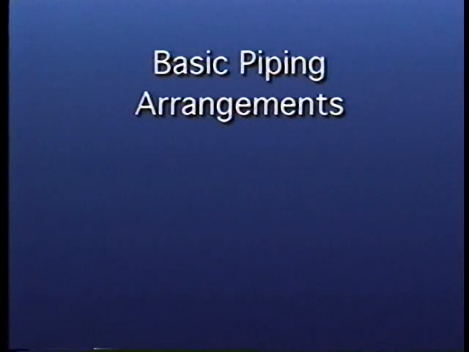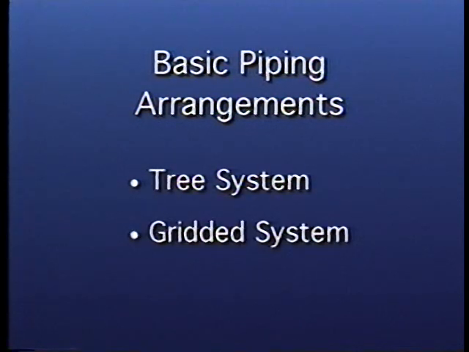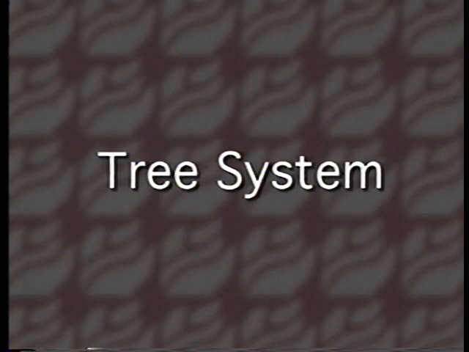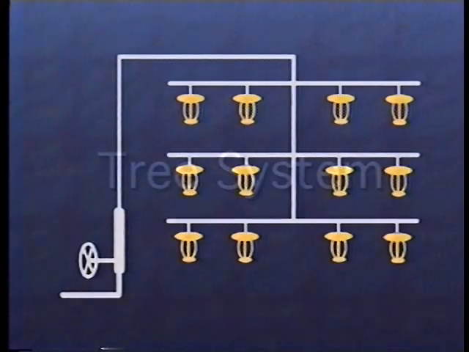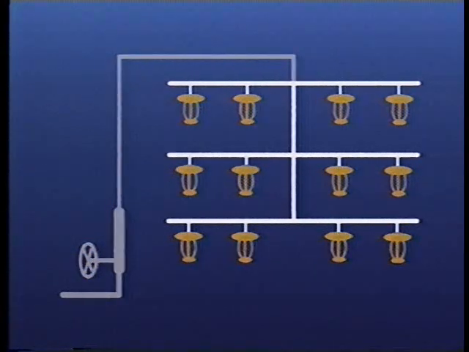There are three basic piping arrangements for automatic fire sprinkler systems: a tree system, a gridded system, or a looped system. A tree system is the most common type of piping arrangement and can be used with any type of fire sprinkler system. In a tree system, the lines on which the sprinklers are installed, called the branch lines, are dead-ended.